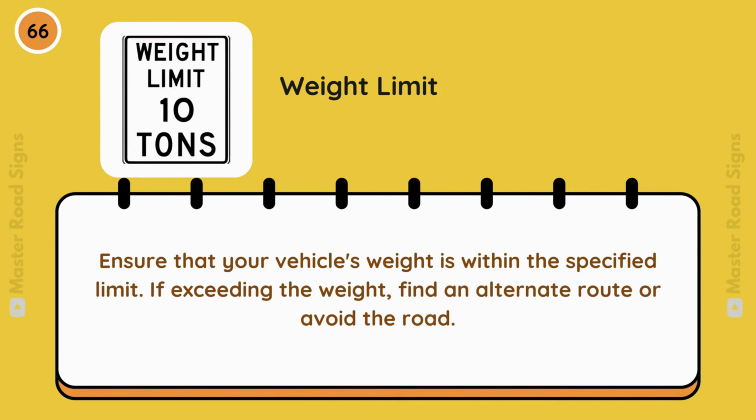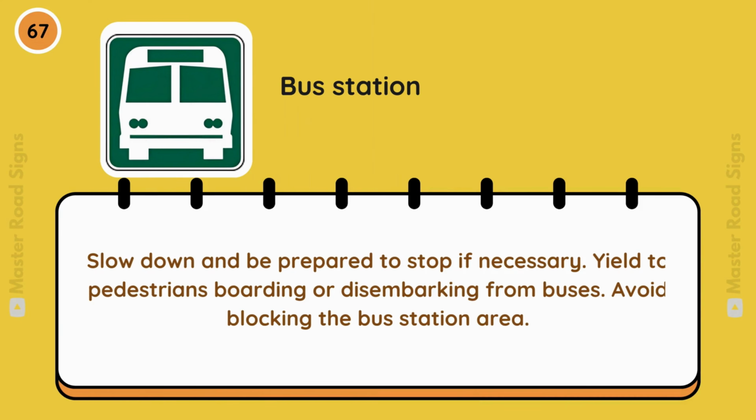Weight limit sign. Drivers should ensure their vehicle's weight is within the specified limit. If exceeding the weight, find an alternate route or avoid the road. Bus station sign. Drivers should slow down and be prepared to stop if necessary. Yield to pedestrians boarding or disembarking from buses. Avoid blocking the bus station area.